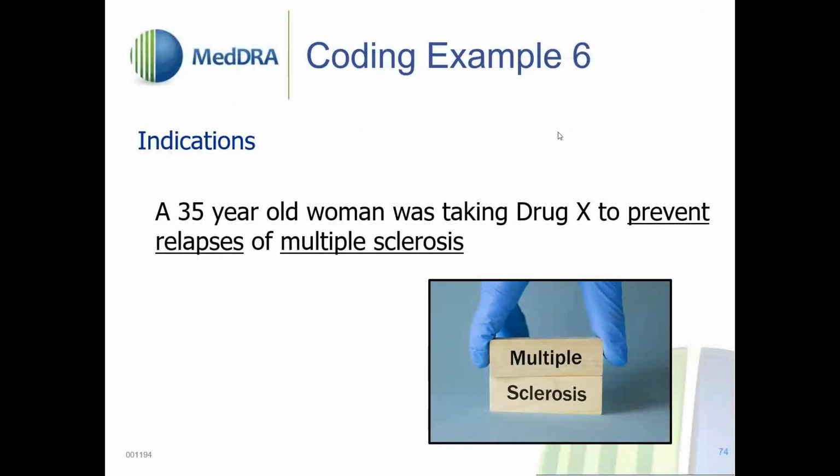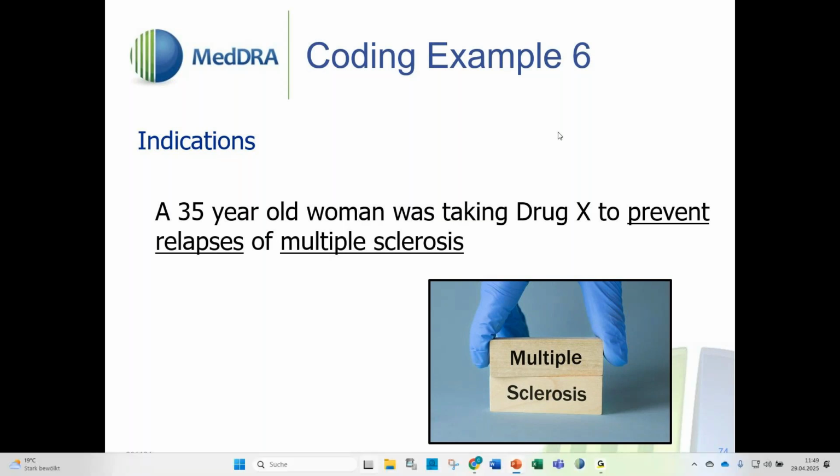Next one. This now does not describe an adverse event. What is it that has been reported here? A 35-year-old woman was taking drug X to prevent relapses of multiple sclerosis. It is an indication for use of a drug, that is the prevention of the relapses of multiple sclerosis.